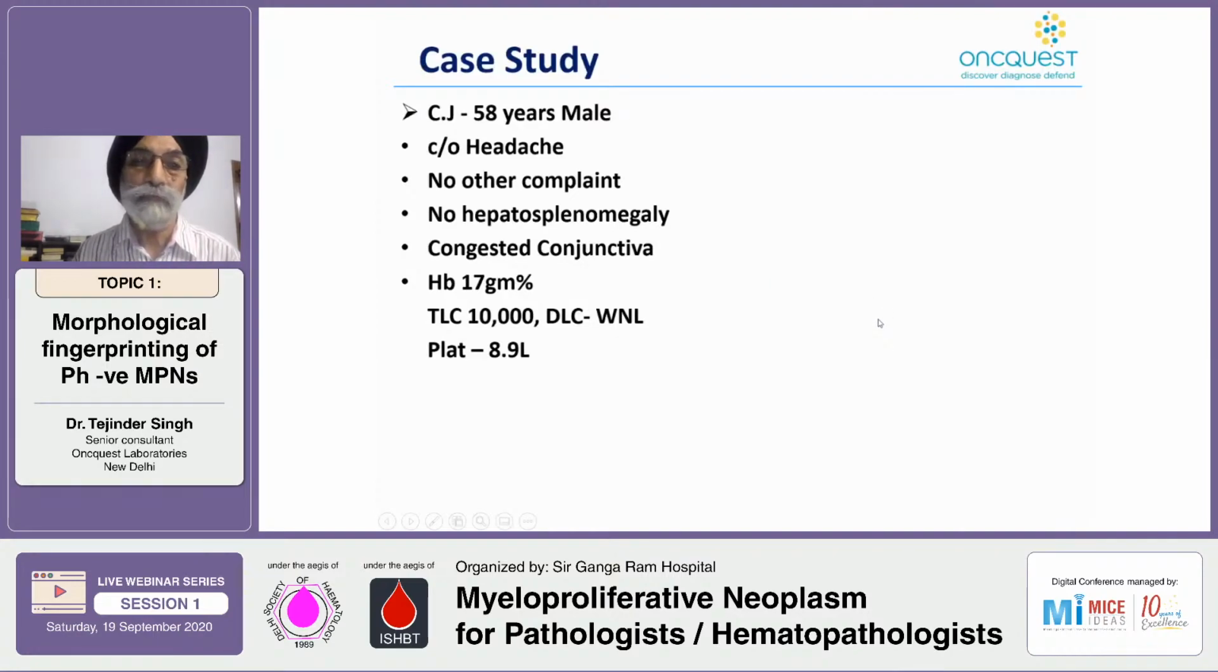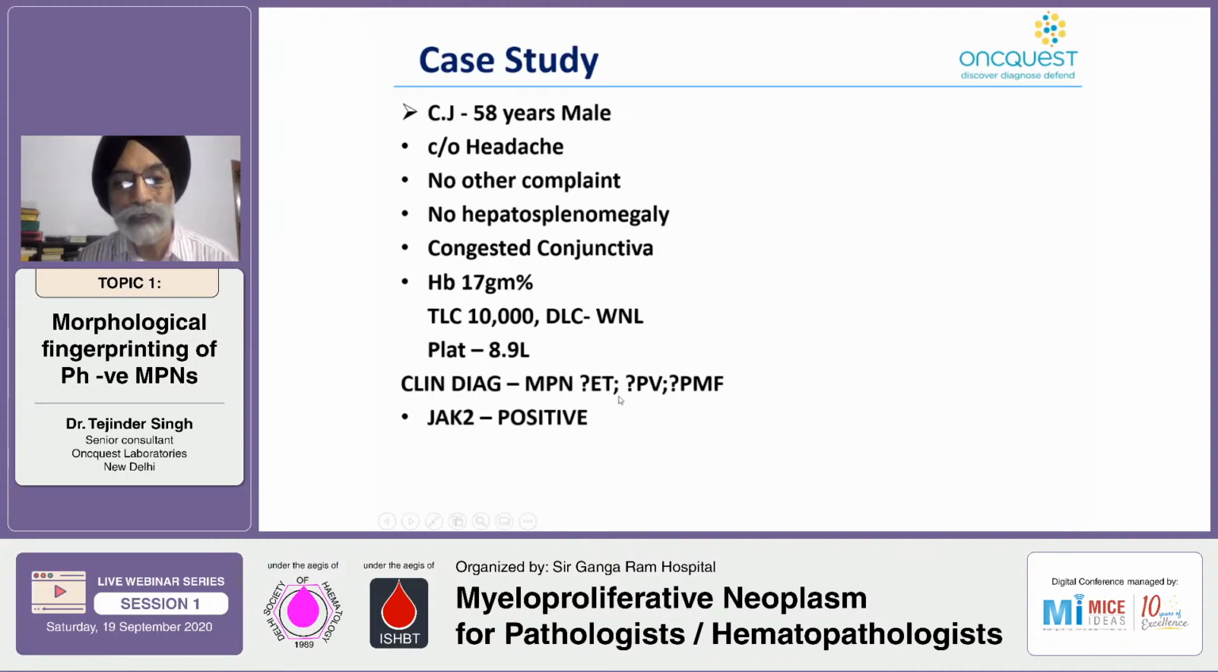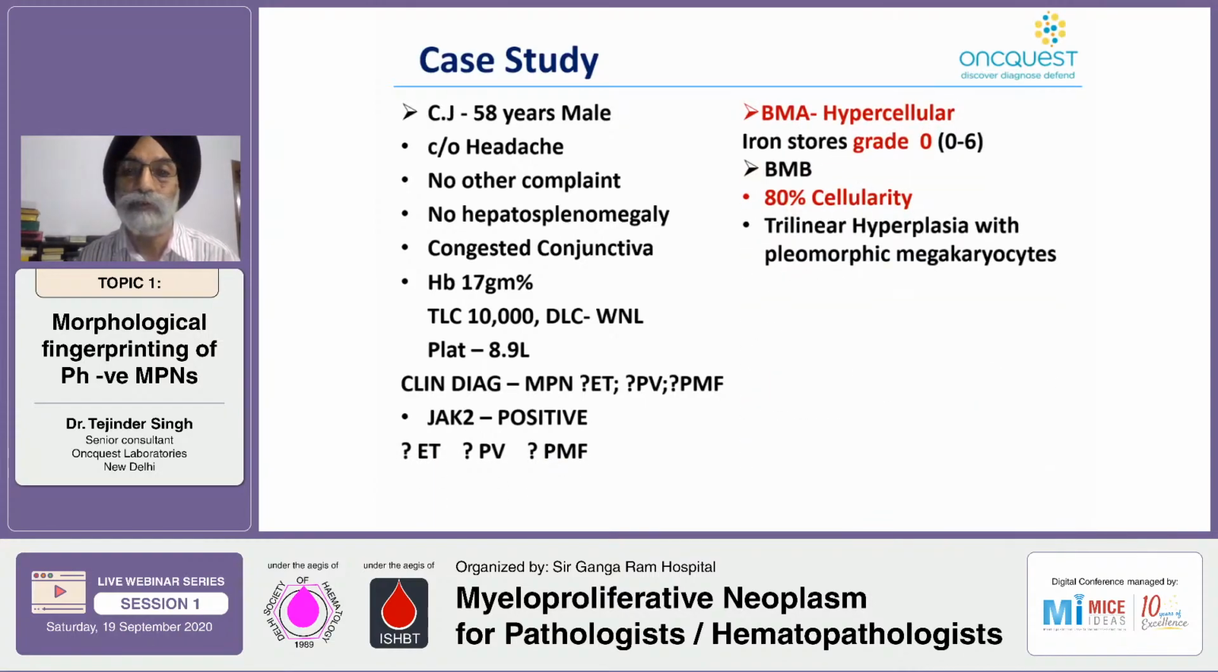A 58-year-old male complained of headache, no other complaint, no liver, no spleen, congested conjunctiva, raised hemoglobin of 17, TLC is high, platelets are 8.9 lakhs. Clinical diagnosis, MPN, query ET because the platelets were high, query polycythemia because of 17 grams. But then we know also that PMF can also present with a similar picture in initial stages. However, the JAK2 turned out to be positive. So again, we know it is MPN, but we don't know what is the cause.